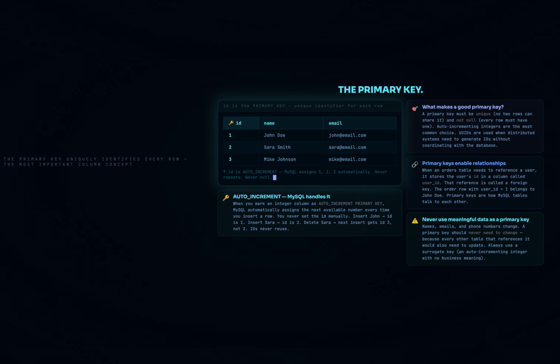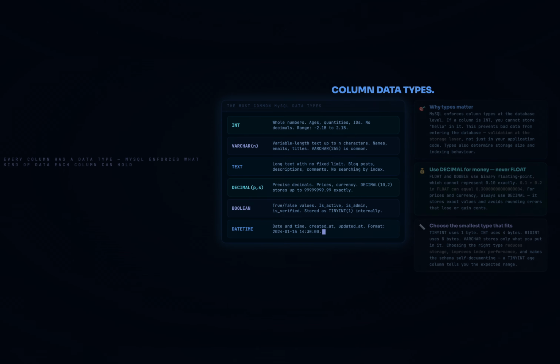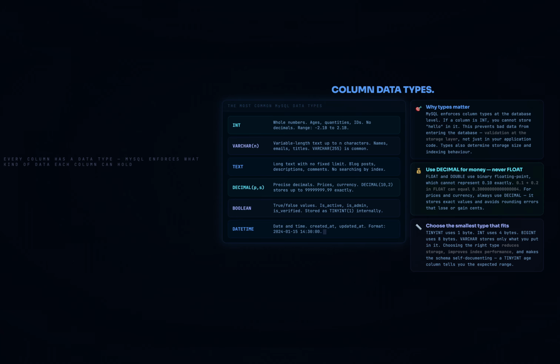Primary keys also enable relationships. When the orders table needs to reference a user, it stores that user's ID in a column called user_id. That reference, a foreign key, is how MySQL tables talk to each other. Important rule: never use meaningful data as a primary key. Names change, emails change. A primary key should never need to change because every table that references it would also need to update.